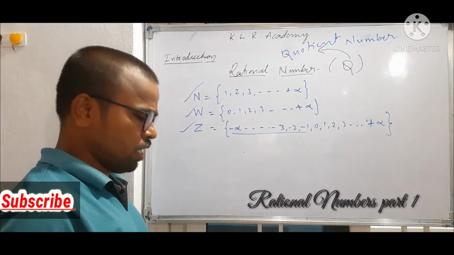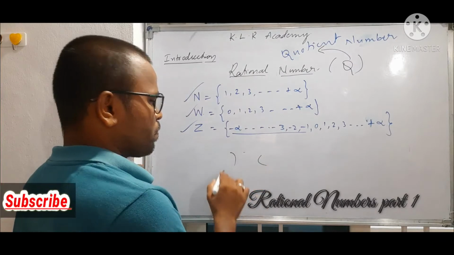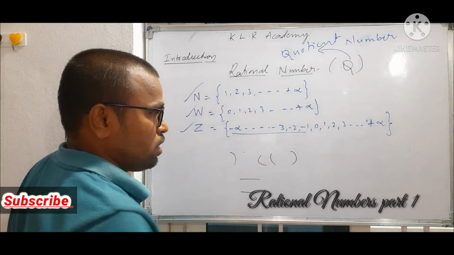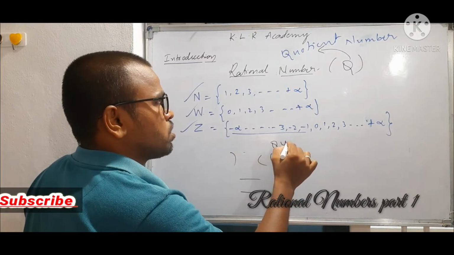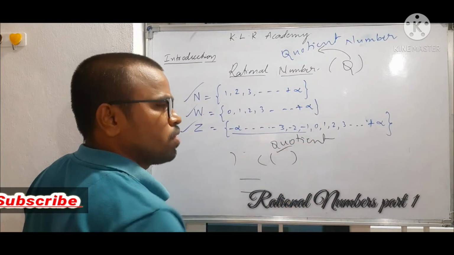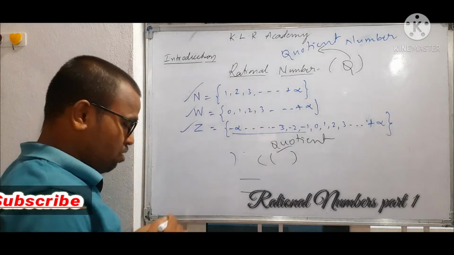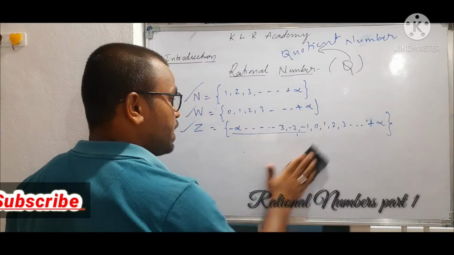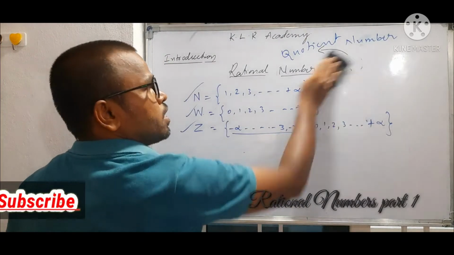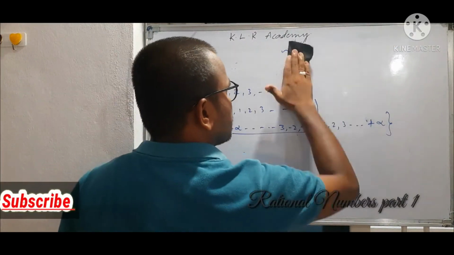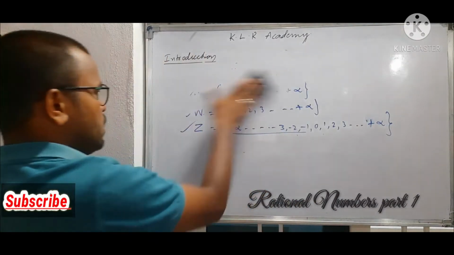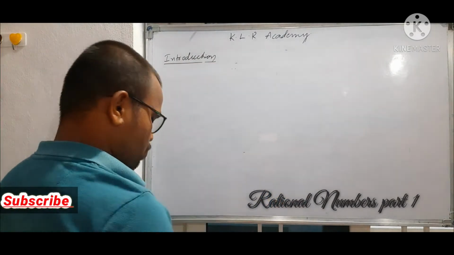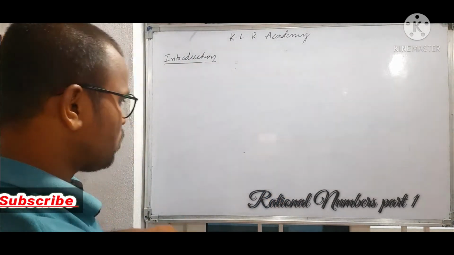So what does quotient mean? Generally, when we divide, we get some answer. This answer we call a quotient. So the entire range of quotient numbers can be considered as rational numbers. Let us go for the rational number. So let me define.